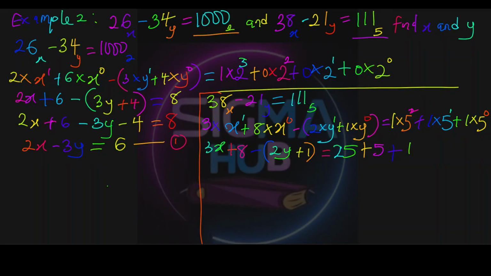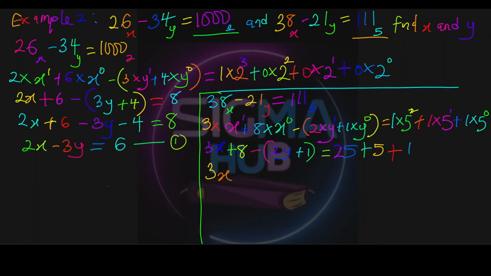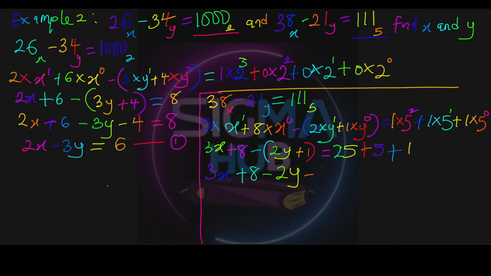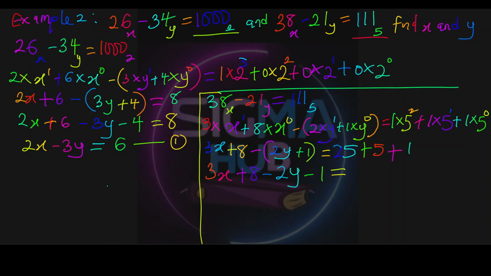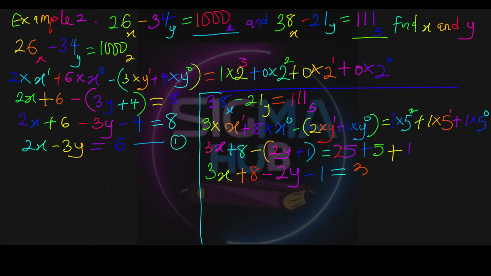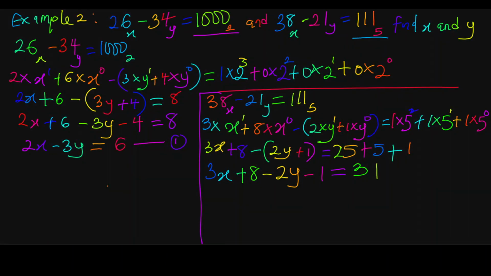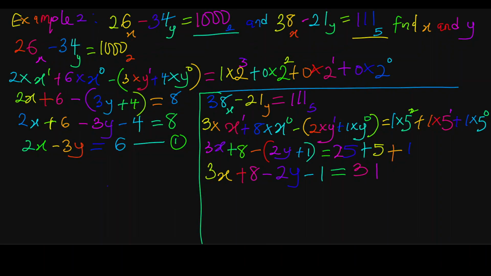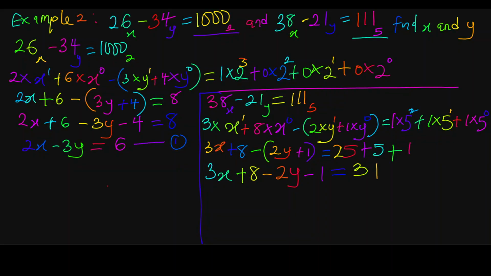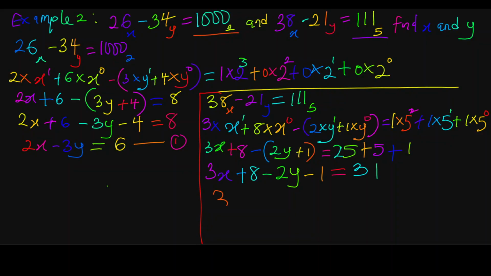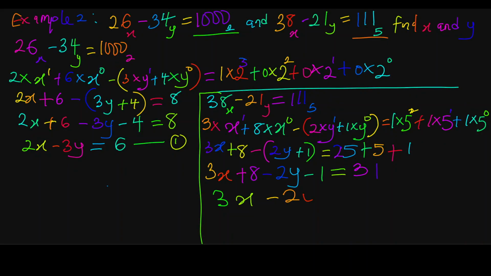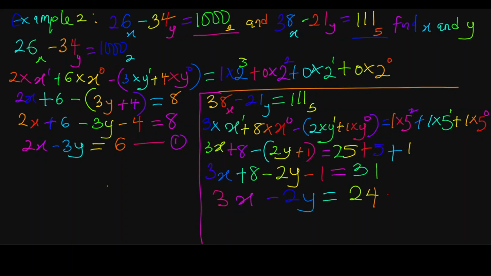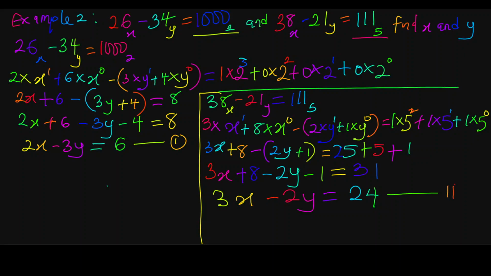So from here we can remove the brackets, which is going to be 3x plus 8 minus 2y minus 1, everything equal to 21. 25 plus 5 is 30. 30 plus 1, that's 31. So we can collect like terms. 8 minus 1 is 7, but when I bring 7 to the right hand side, it becomes minus. So 31 minus 7 should be 24. So we have 3x minus 2y equal to 24. So I can call this equation 2.